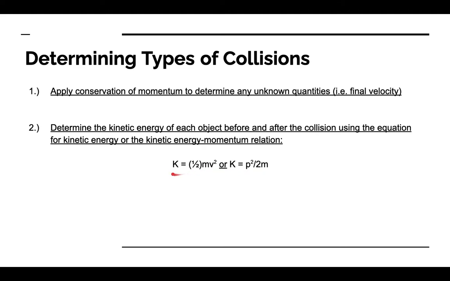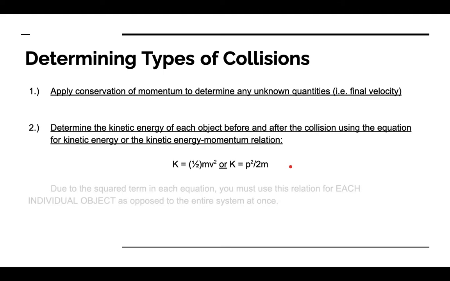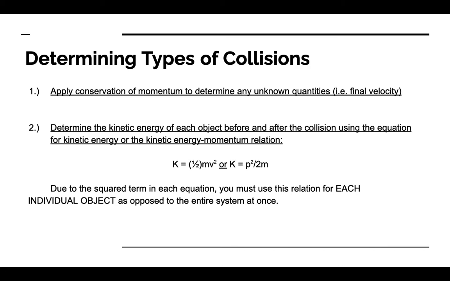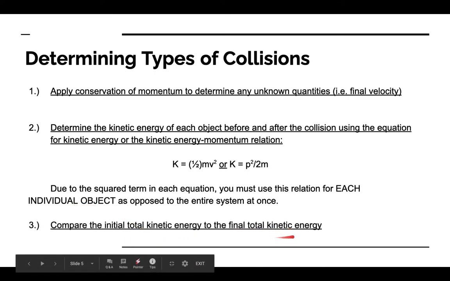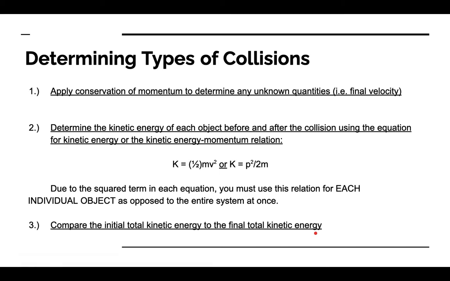Both equations are perfectly valid to use, but in some cases it's easier to work with 1/2 mv squared, and in some cases it's easier to work with p squared divided by 2m, as we'll see in class. Due to the squared term in each equation, you must use this relation for each individual object as opposed to the entire system at once. So you cannot add together the velocities of both your objects before collision and then square them. You have to take the kinetic energy of each individual object separately. Lastly, we compare the initial total kinetic energy to the final total kinetic energy in order to see if kinetic energy is conserved in the collision.